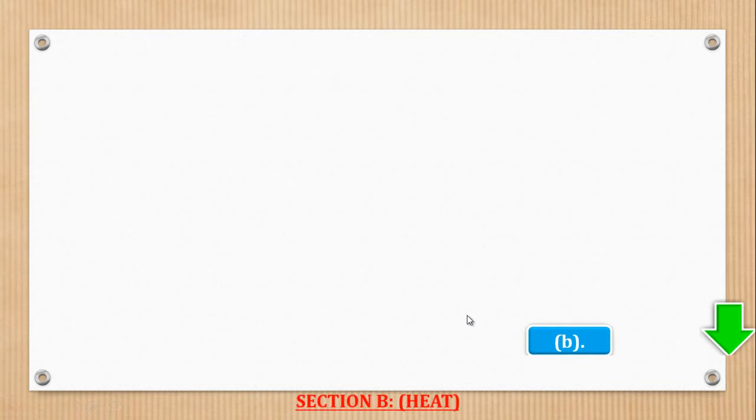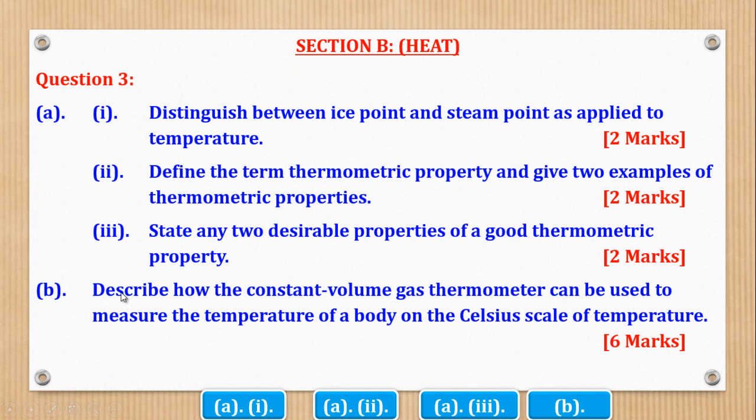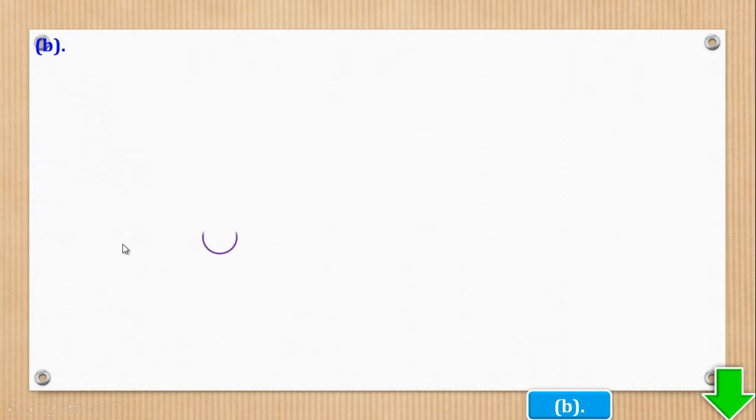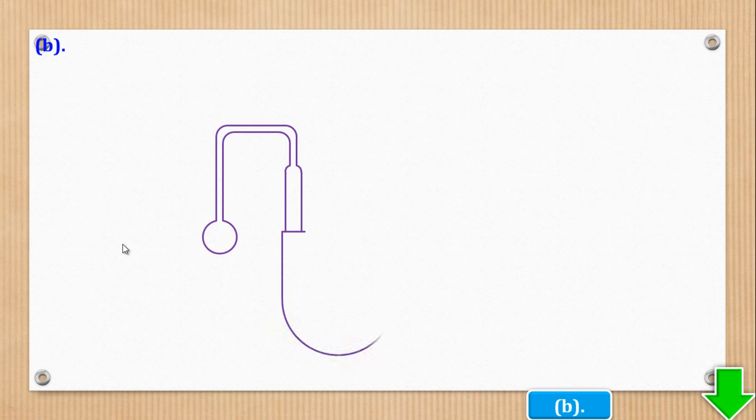Now we shall go to part B. Part B says, describe how a constant volume gas thermometer can be used to measure the temperature of a body on the Celsius scale of temperature. So there we shall need to draw a diagram of a constant volume gas thermometer and then be able to use it to explain how it works.